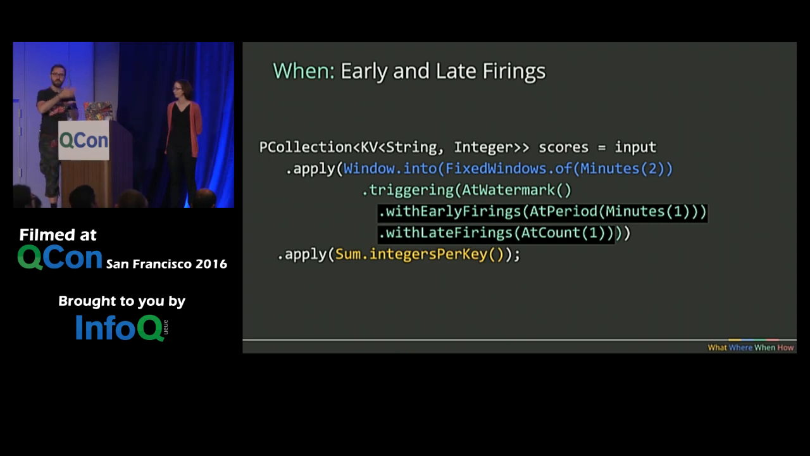That way I'm going to get continuous updates to my results over time. We've also added another clause to ask for late firings. So here, if we expect late elements to be relatively rare, we might decide that every time we see a late element, we'd like to go ahead and update our results.